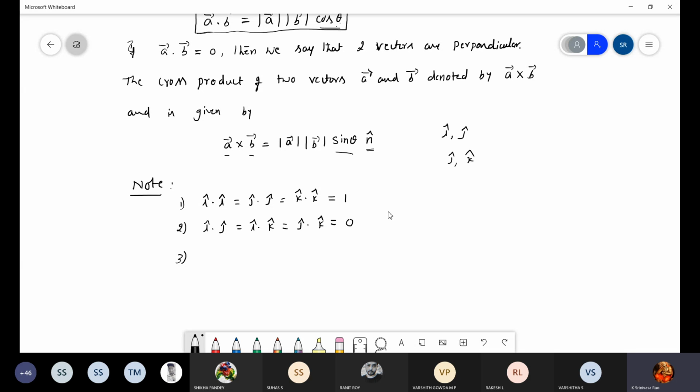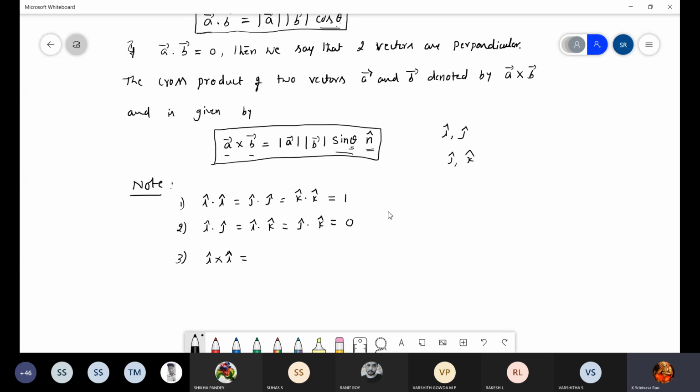Coming to the cross product now. I'm using this formula. What is i cross i? Sin 0 is 0. Very good. First of all, the angle between i and i is 0. If I substitute here, theta is 0, and sin 0 is 0, which means everything is 0. No need to calculate the remaining things.